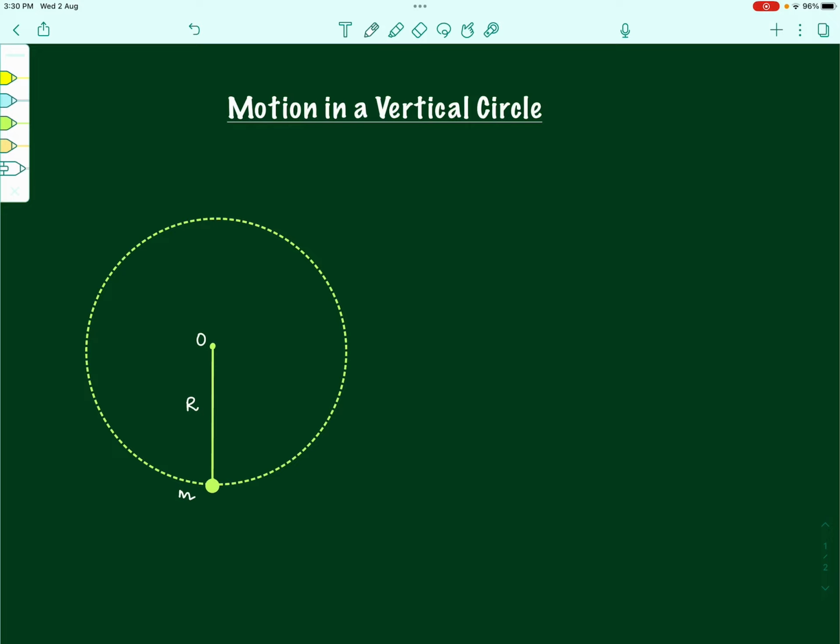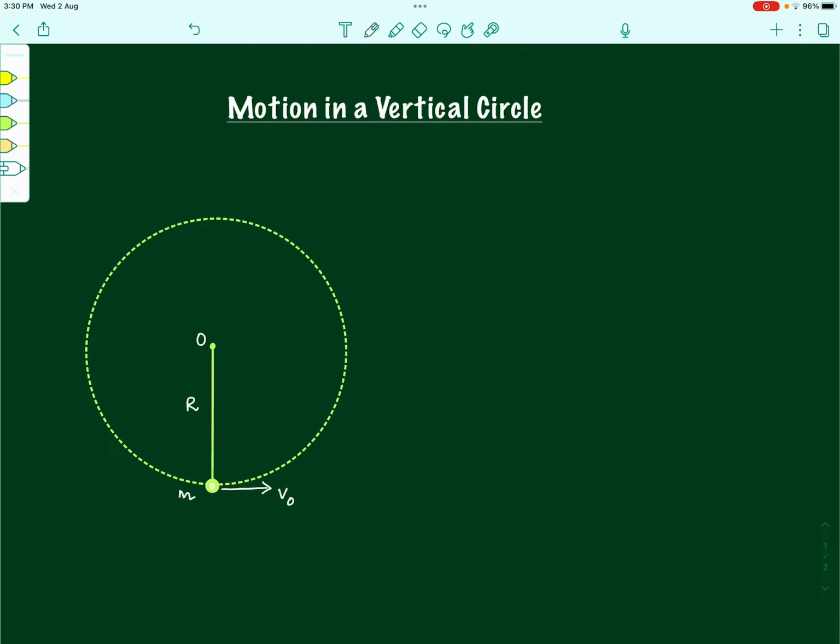So what we are supposed to work upon is to find out the minimum speed v naught that must be provided to this particle of mass m here at the lowest point, so that it is just able to complete this vertical circle and reach the highest point, and thereafter it is able to come back also.